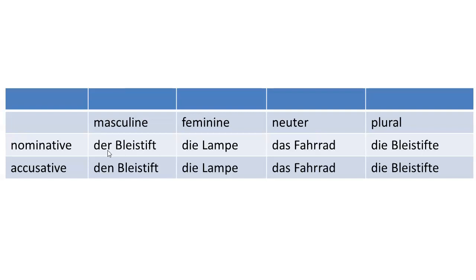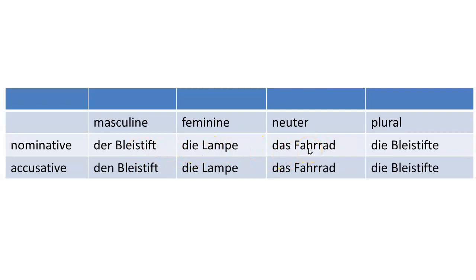So when you learn the article that goes with the noun, for example, you learned Bleistift, and you learn that Bleistift takes der, it's masculine. When you learn it the first time, you always learn it in the nominative case. In other words, the form that you'll use for that article and noun when it's the subject of a sentence. Like I might say, the pencil is big, der Bleistift ist groß, die Lampe ist neu, the lamp is new, das Fahrrad ist schnell, the bike is fast. So I'm using these nouns here as the subject.